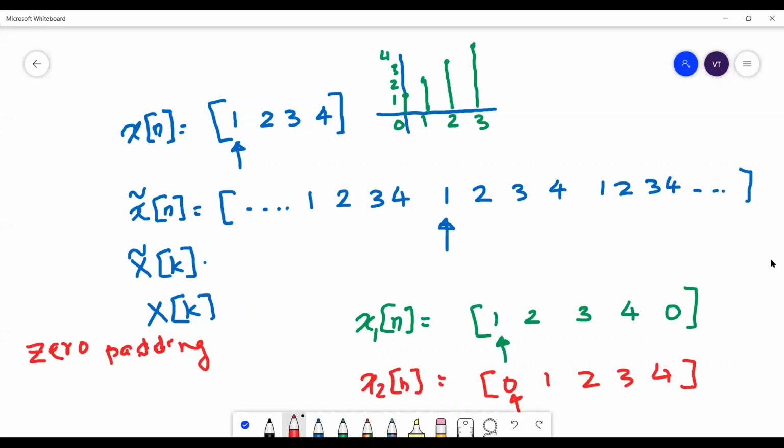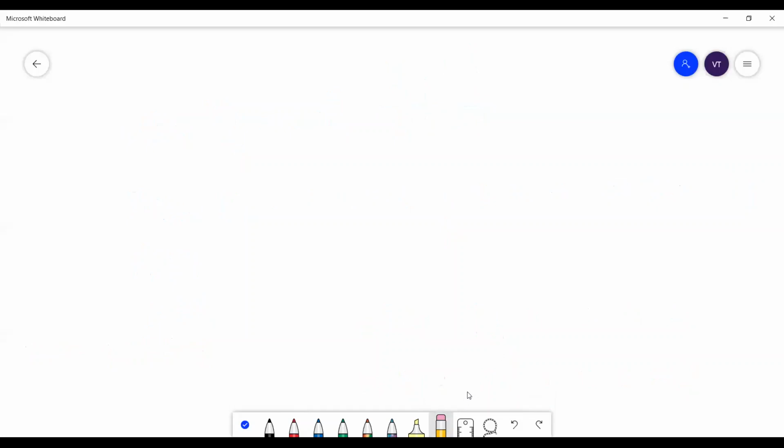So now this is different, right? x2 of n is different from x of n. So if I put a 0 at the end, it is not going to change the signal. If I put a 0 at the beginning, it is going to delay the signal. Okay, so 0 padding therefore does not change the information content of the signal.